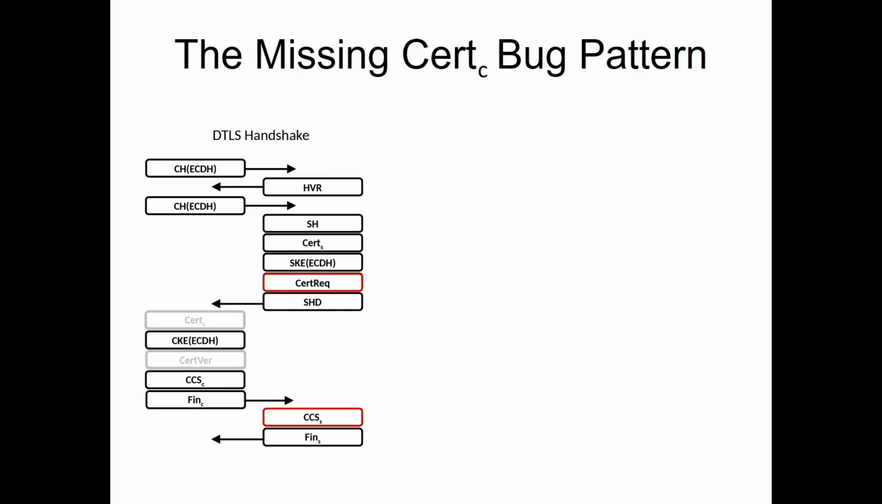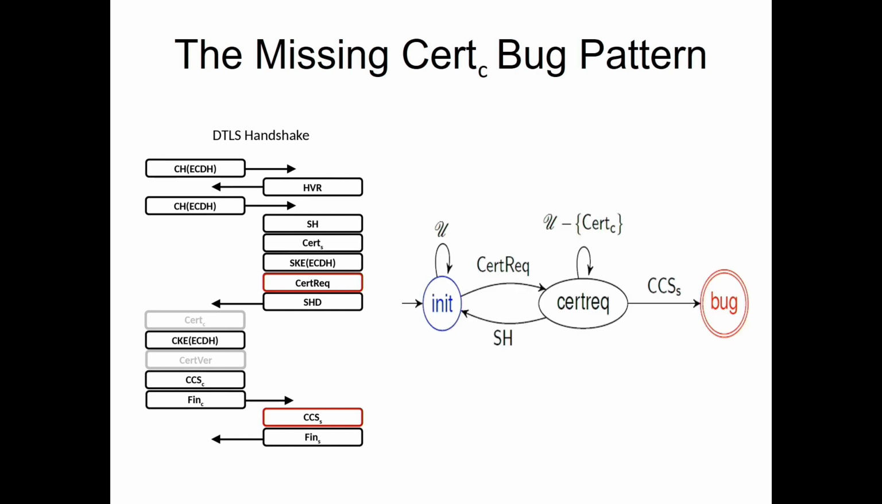So that's a very simple one. A slightly more complicated one is this, where the server on the right for you has asked for a certificate request, the red one. The client has not provided the certificate, has not verified the certificate, and still the handshake happened. So we can encode this with this DFA.